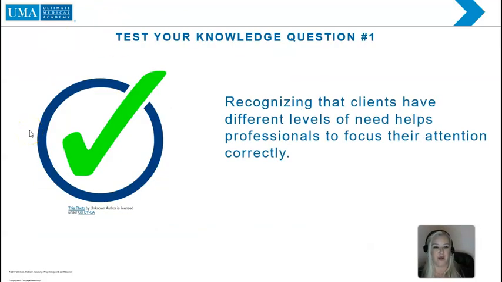All right, we have gone through the 5 different levels of need. Now let's look at some test your knowledge questions. Let's test your knowledge on what we covered on the different levels. Recognizing that clients have different levels of need helps professionals like all of us to focus their attention correctly. So if we can identify what level they're at, do you think that helps us focus our attention? What do you think? We're going to pause here for just a minute. I'm going to let you think about that for a minute, and then we will look at the answer.